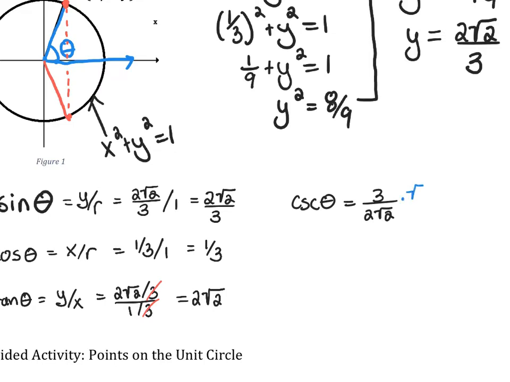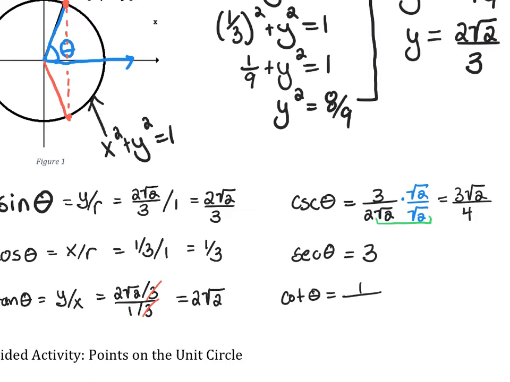We will rationalize that by multiplying by root 2 over root 2, so we're really just multiplying by a 1, and I get 3 square root of 2 over 4. Notice that the root 2 times root 2 gave you 2, and 2 multiplied with 2 gives you 4. The secant of theta is the reciprocal of the cosine, and the reciprocal of 1/3 is just 3. And then the cotangent of theta is the reciprocal of the tangent, so 1 over 2 root 2. And again, we rationalize. We're just multiplying by the radical part, and I get square root of 2 over 4.